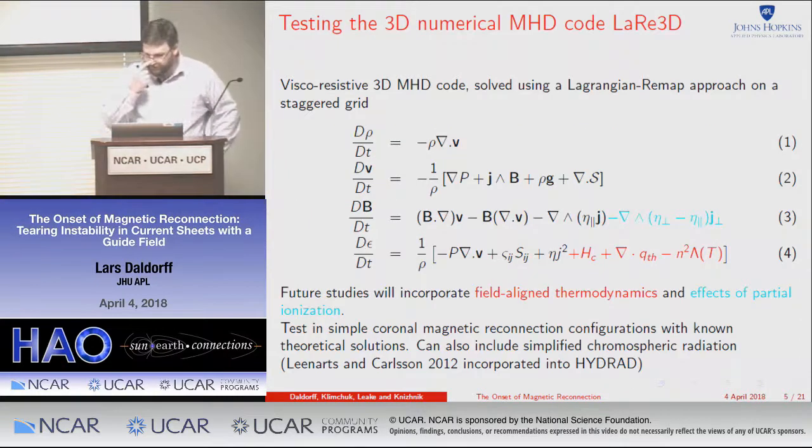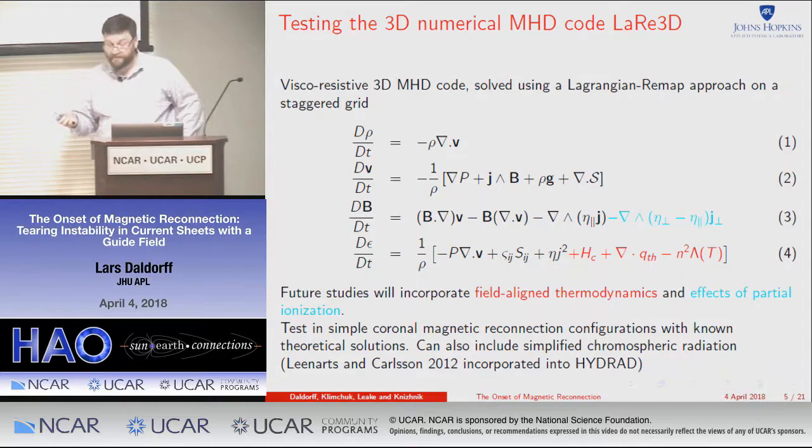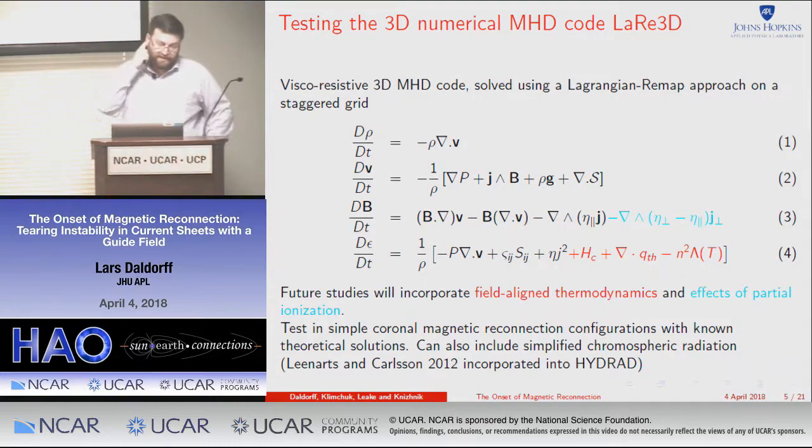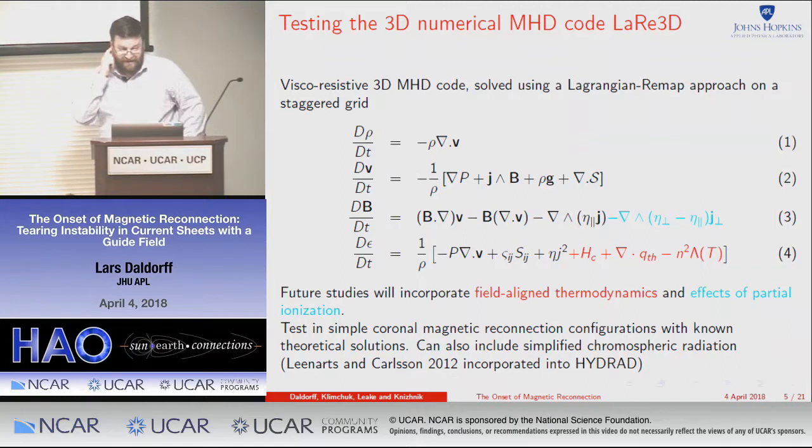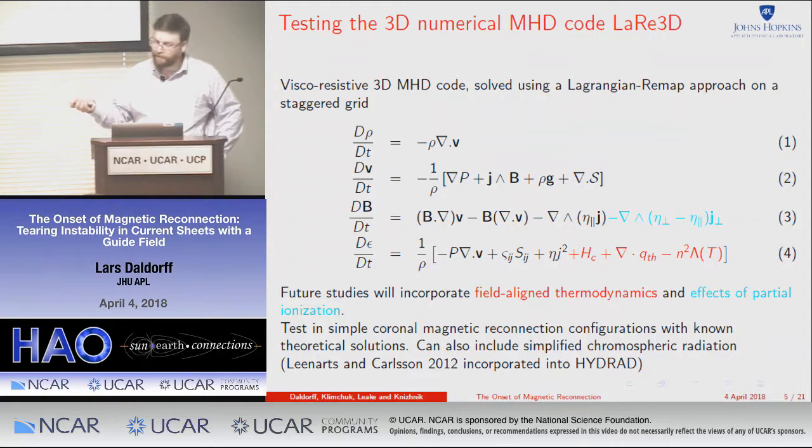So I'm just presenting these two codes briefly because they're very different. The Lare3D code is a viscoresistive 3D MHD code solved using a Lagrangian remap approach. That means it's not Eulerian. You can think of it as fluid particles moving like a Lagrangian on the grid, so it has no restrictions on moving across the grid planes. So it gives different properties. It's not in conserved form. Here you can see the equations we are solving for it.